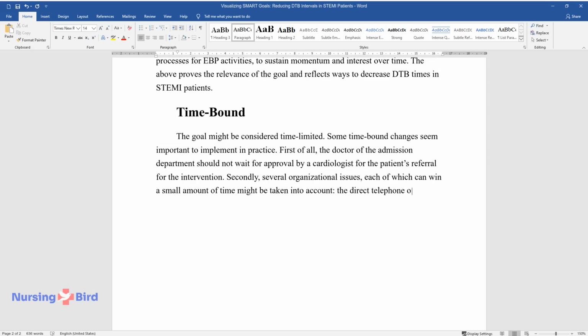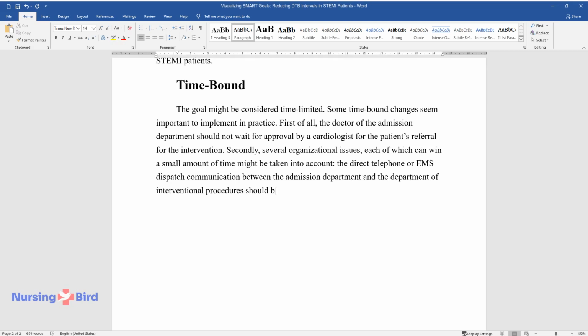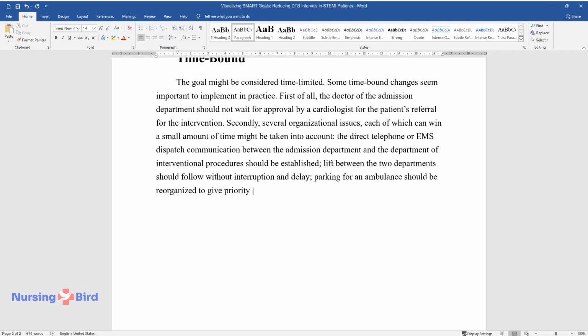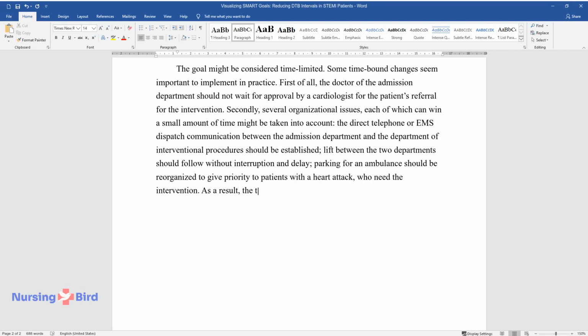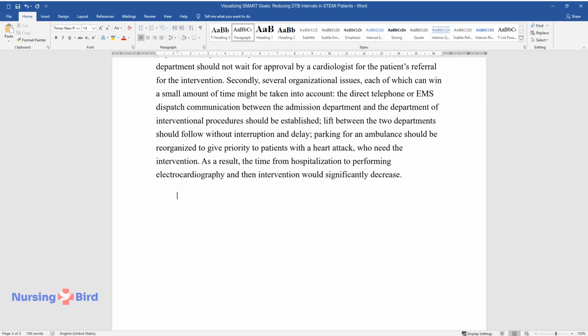The direct telephone or EMS dispatch communication between the admission department and the Department of Interventional Procedures should be established. Lift between the two departments should follow without interruption and delay. Parking for an ambulance should be reorganized to give priority to patients with a heart attack who need the intervention. As a result, the time from hospitalization to performing electrocardiography and then intervention would significantly decrease.